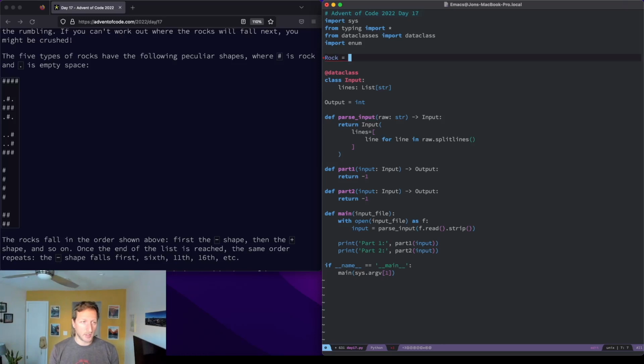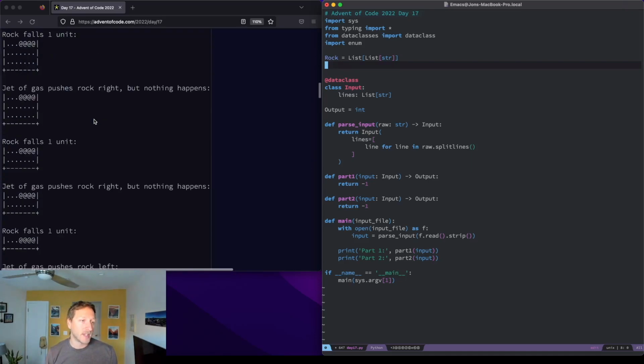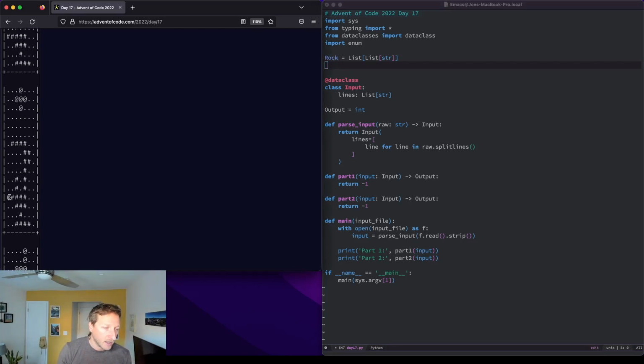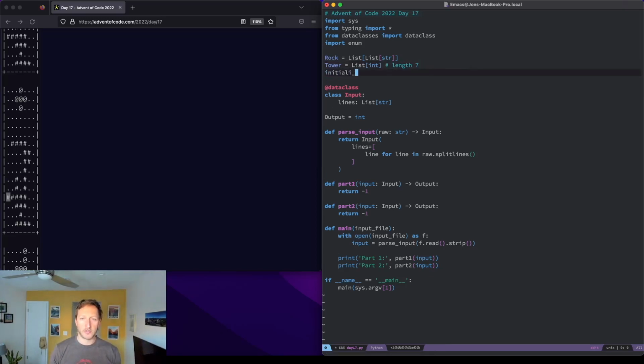All right, let's do rocks. Rock is a matrix of str. The tower is represented by the highest. We can actually represent the tower instead of representing the full shape of the tower, because that could get really big. We can just represent the tower by the highest rock, or sorry, in each space. So that's just 7 ints. So that's tower equals list of int, length 7. Okay. So it starts out as 0. So initial tower equals 0, 0, 0, 0, 0, 0, 0.